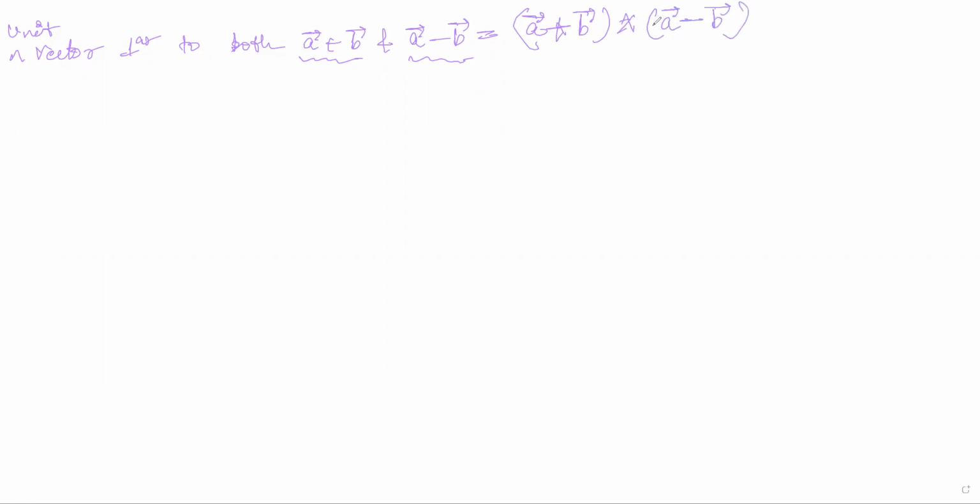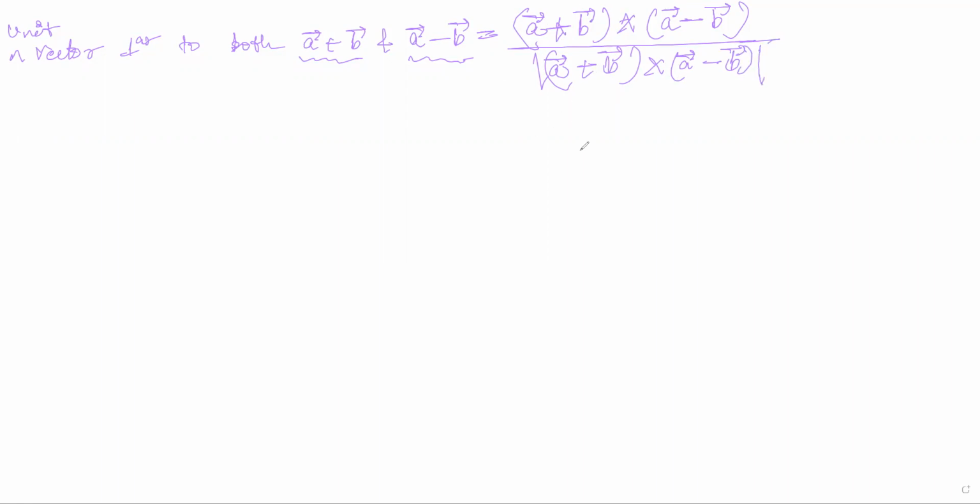This should be a plus b cross with a minus b, right? Now, you have to find out the unit vector, not just this vector. So this vector would be perpendicular, and if you divide it by its magnitude, then this would be the required vector.